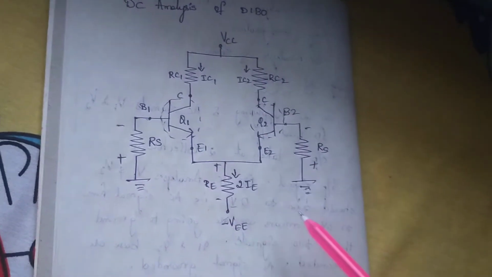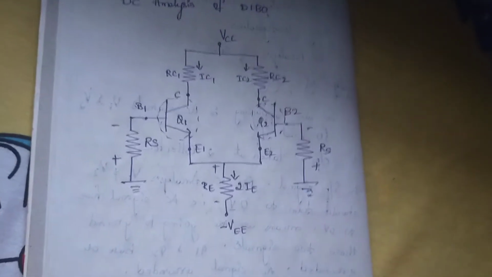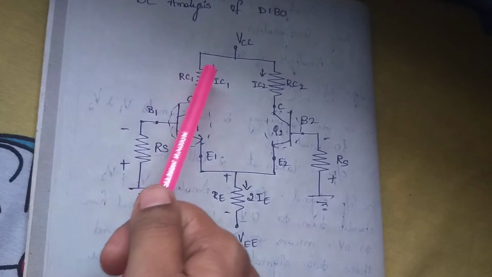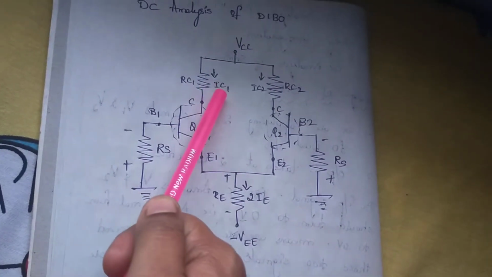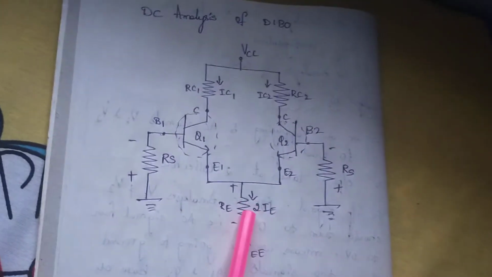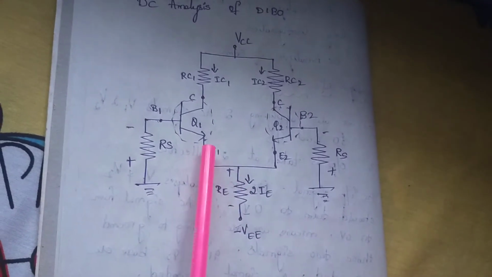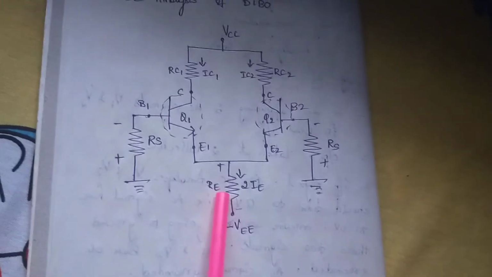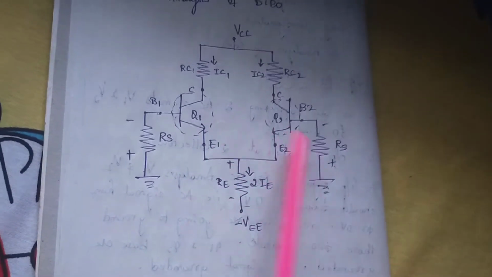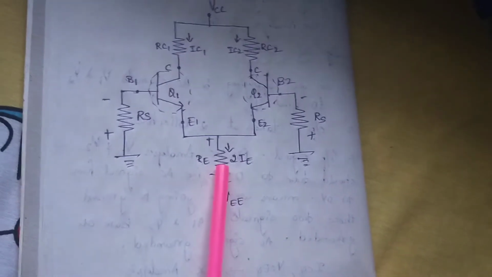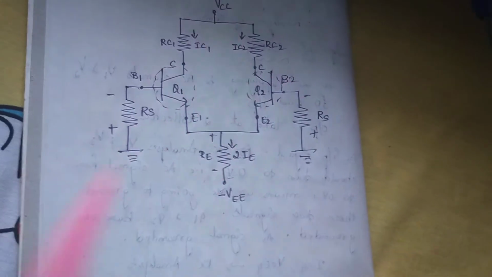The supply can be VCC or minus VEE, anything we have to take. These two are the collector resistors, RC1 and RC2, through which currents IC1 and IC2 flow, and this is the emitter resistor. In the emitter resistor two currents will flow: one current from the emitter of the Q1 transistor and one from the emitter of the Q2 transistor. So in this resistor we have the sum of these two emitter currents, for that purpose I am taking 2IE.